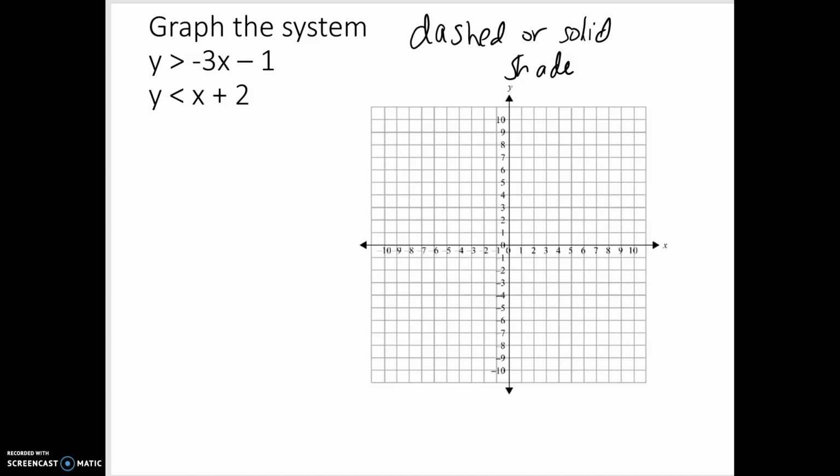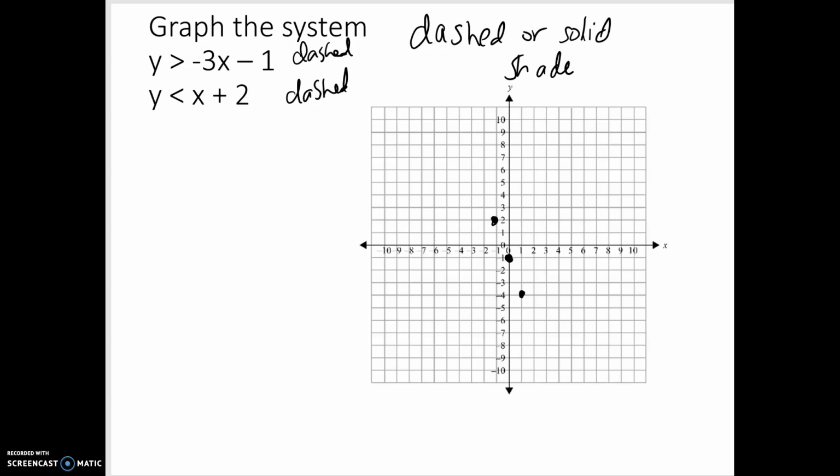So the first one, we're starting out at -1 on my graph, and my slope is -3 over 1. So I'm thinking down 3 and over 1, and that is going to be a dashed line. Remember that if it has the "or equal to" underneath the inequality sign, it's solid. If not, it's going to be dashed. So both of these are in fact going to be dashed lines.